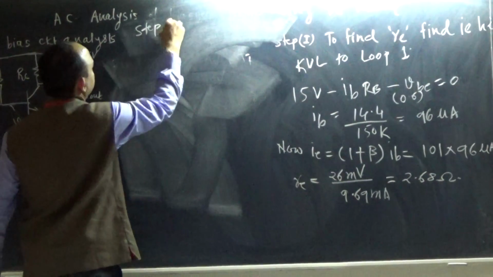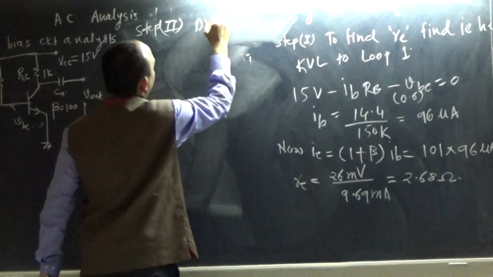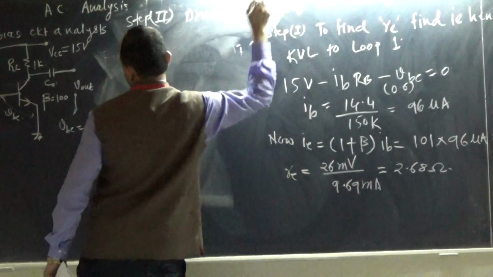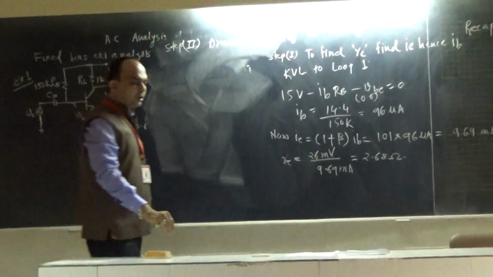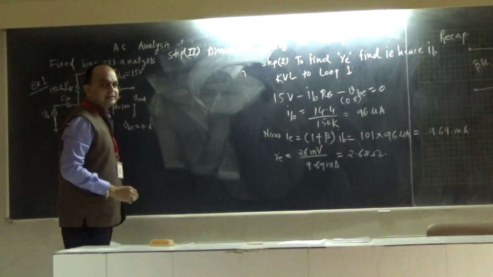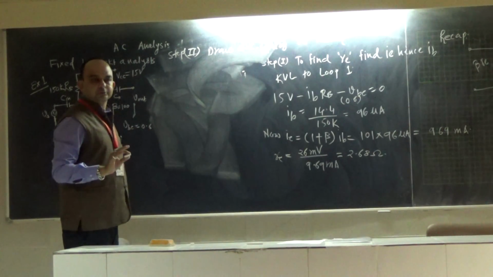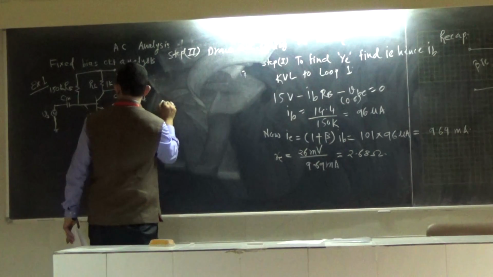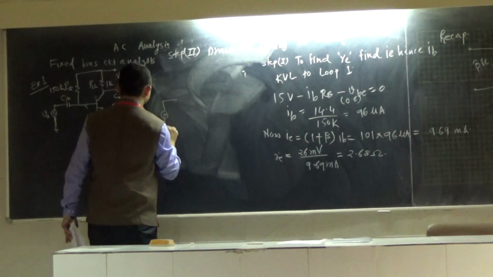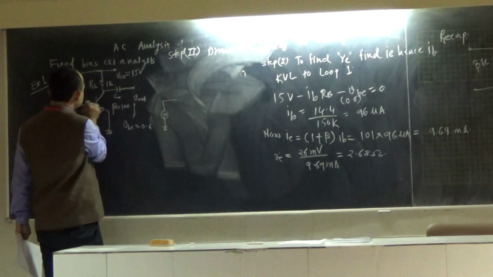Step 2 you can say, draw the AC equivalent. What rule I have told you for drawing the AC equivalent? The capacitor should be considered as short. So this is shorted, so there is no impact.